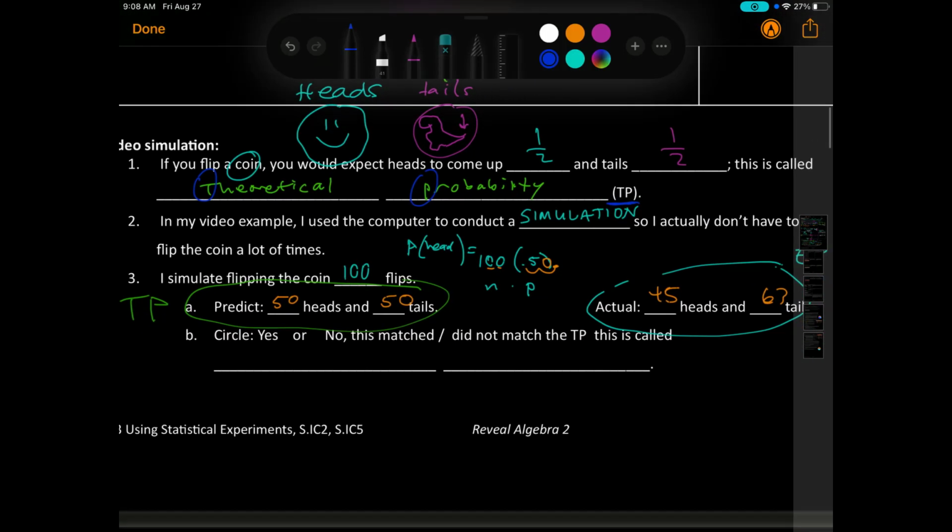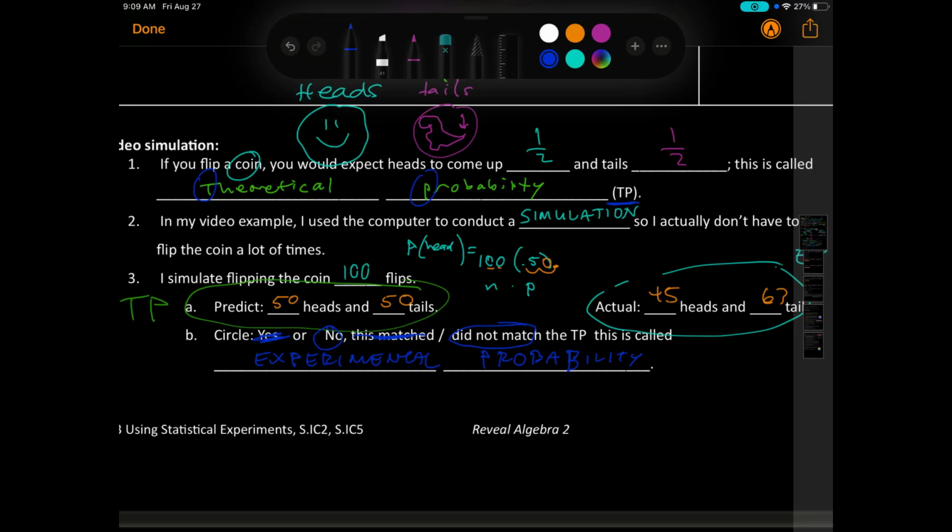So, yes or no, this matched or did not match the theoretical probability. No. You can cross that off, so no. Did not match the theoretical probability. This is called the experimental probability. In our experiment, this is actually what happened. And if you get bored, go ahead and take a coin and flip it 100 times and see what happens.